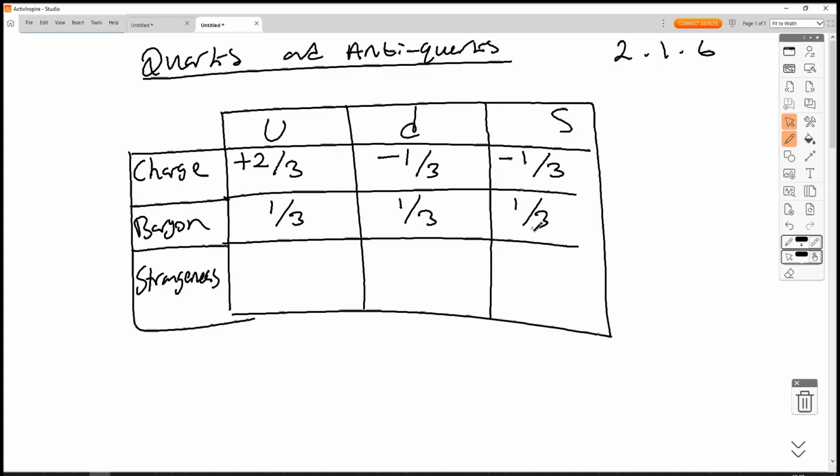Then finally, strangeness is a property that only the strange quarks have. So up quark has 0 strangeness, down quark has 0 strangeness. And the strange quark, and it's the important bit to remember, it doesn't have a strangeness of 1, it's got a strangeness of negative 1. So the regular strange quark has a strangeness of negative 1. So these are the 3 quarks you need to know very well.